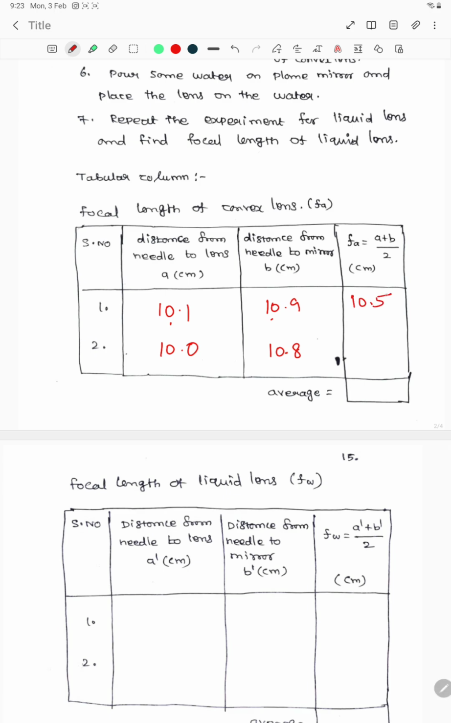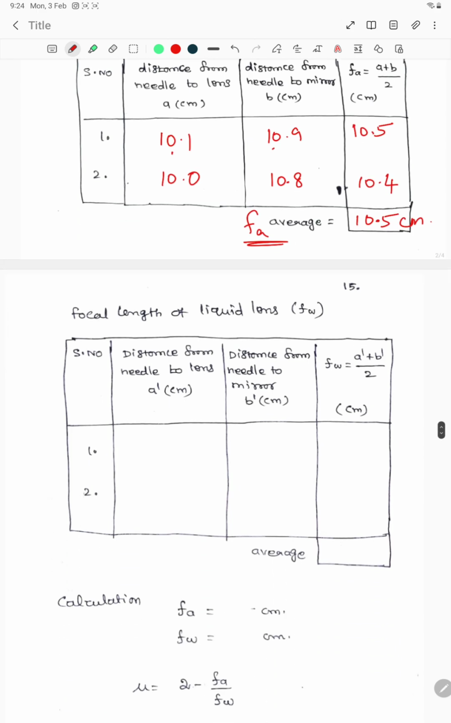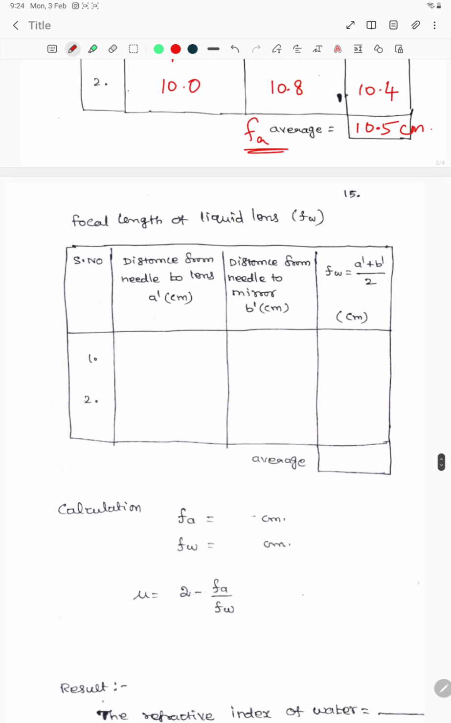Okay, so the average will be 10.5. Here the average will be around 10.4, and then when you take the average of these two, 10.5 plus 10.4 divided by 2, you are getting the average to be 10.5 centimeter. So what is our focal length of the convex lens in air? Focal length of convex lens in air is equal to 10.5 centimeter.